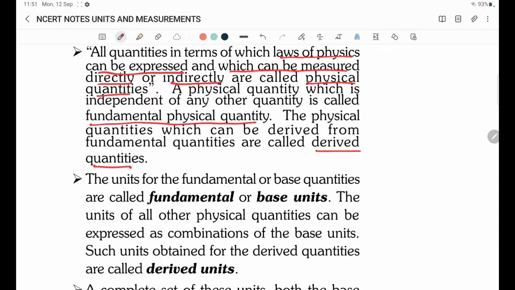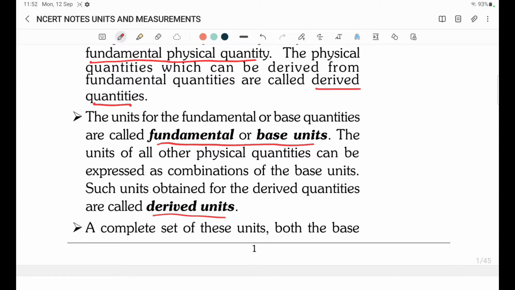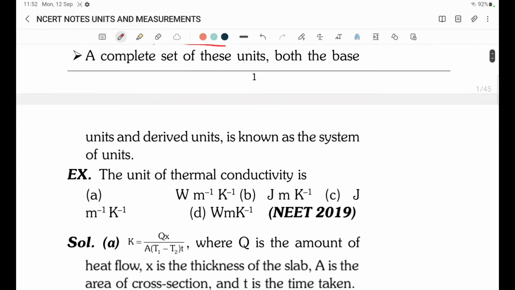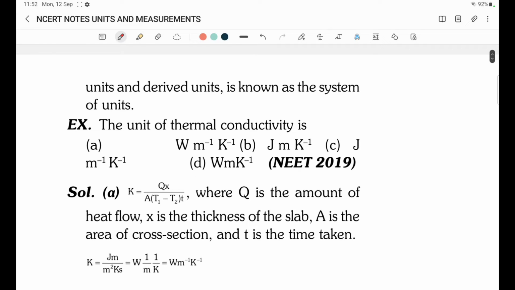Units for fundamental quantities are known as fundamental units or base units. The units for all other physical quantities are expressed as combinations of the base units. Such units obtained are known as derived units. Fundamental and derived units together, both these base units and derived units, form a complete set known as system of units.